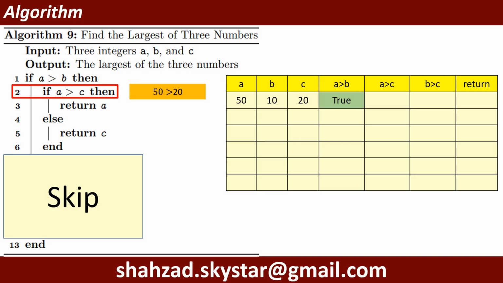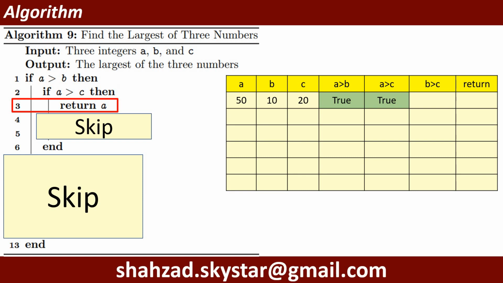Next, if a greater than c, meaning 50 greater than 20, because this condition is true, the else part of the nested if else will be skipped here. The true statement, that is following the condition, that is return a, will be executed, and in case of this execution, return 50, they will return value of a, that is 50.